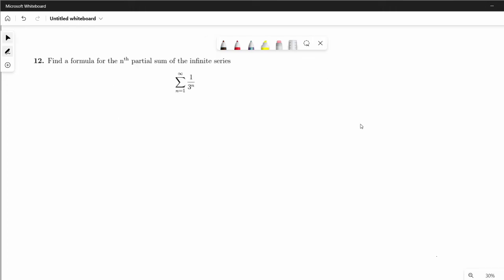For number 12, we're to find the formula for the nth partial sum of this infinite series, and I'm going to try to show you 3 different ways of doing this. One is you have really sharp eyes and have done practice to realize what this infinite series is, and the other 2 are for when you don't know how to really approach this, but there are general tactics that will work most of the time.